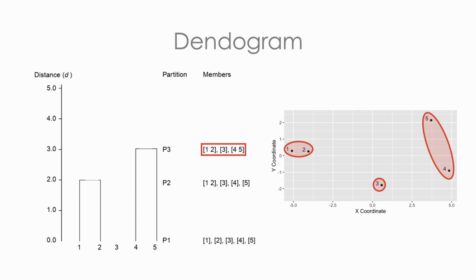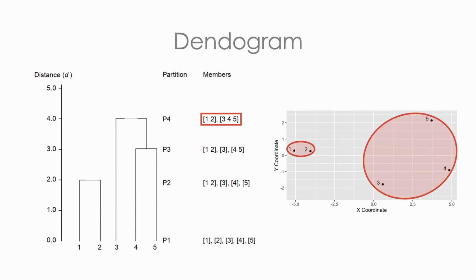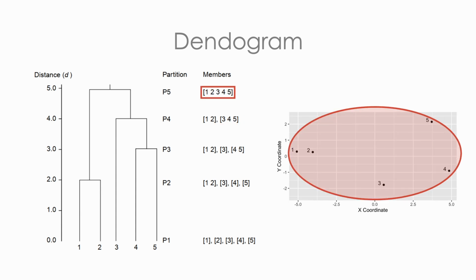We then merge the cluster containing object 3 with the newly formed cluster of objects 4 and 5. The dendrogram shows this connection through another fork, where the distance between the clusters is 4. Finally, we reach the last step, merging the remaining 2 clusters into one. The corresponding fork connects all the objects, reaching a height of 5 in the dendrogram.